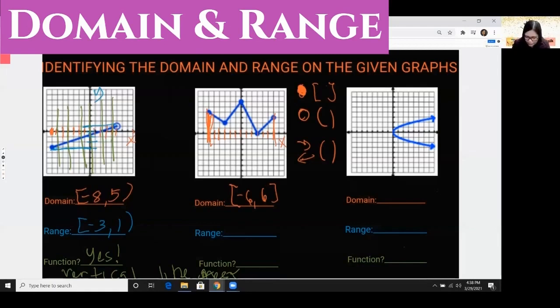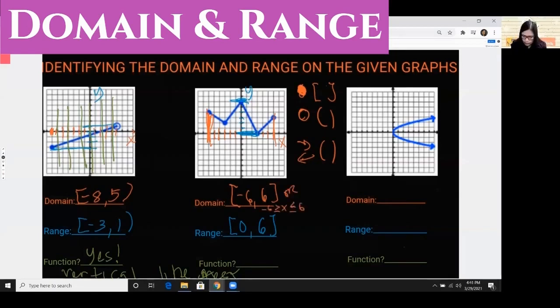Next, we're going to identify the range. For the range, we're focusing on the y values from the lowest point to the top point. The lowest point is the origin, so we start with 0. Again, it is a bracket since it is a closed dot. 0, and then going up, 1, 2, 3, 4, 5, 6, and then +6. So that is how we identify the range. Again, we may write our answers through inequalities, but I'm showing you the easiest way.